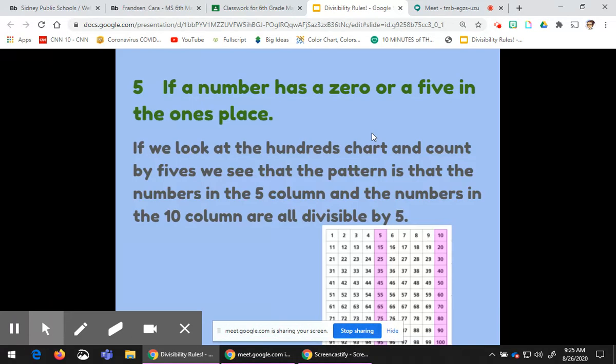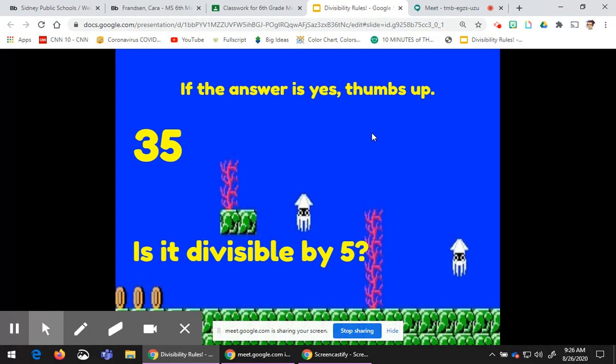So remember the chart when we did the 5s for our prime and composite numbers? If we look at the hundreds chart and count by 5s, we see there's a pattern. The pattern is that any number that ends with a 5 is going to be evenly divisible by 5. Now, let's look at the next one. Does it end in a 5? Yes. Thumbs are up. Does it end at a 0? These are super easy, so I didn't do as many of them. One more. Evenly divisible by 5. Very good.